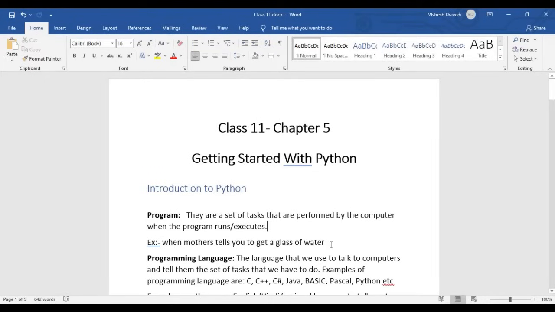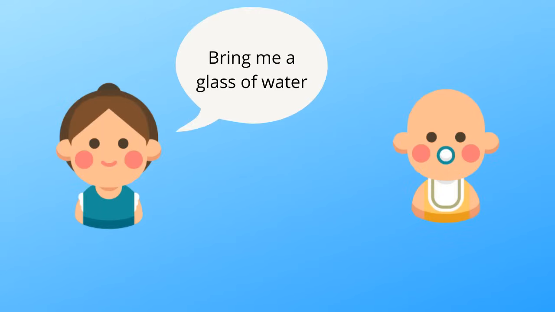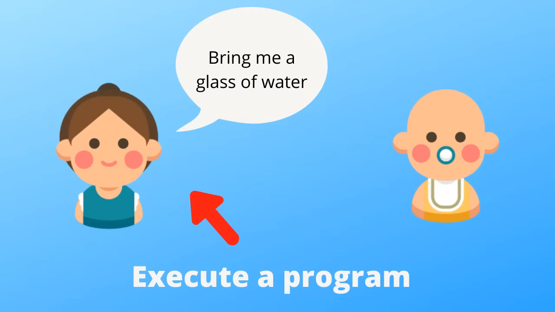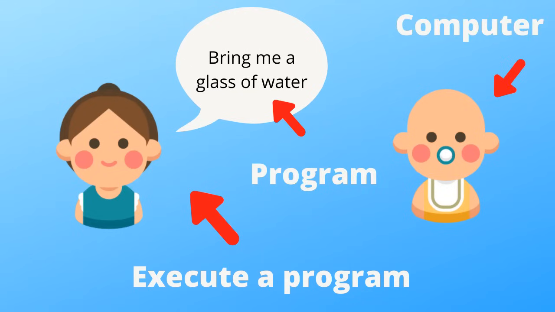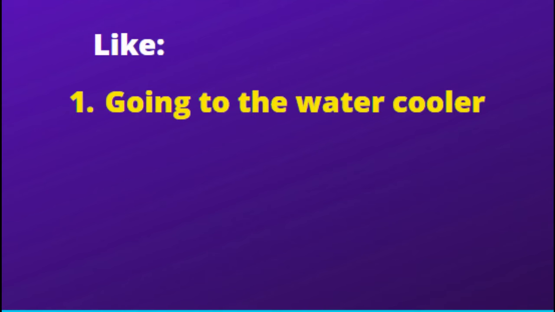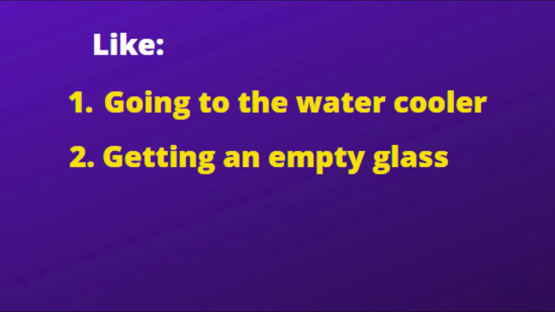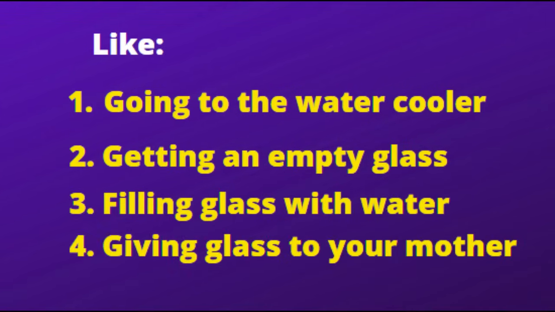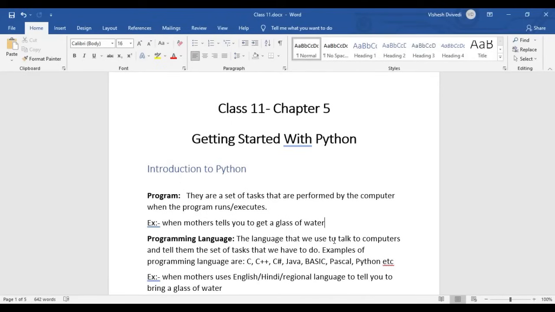Let me give you a quick real-life example for that. Let's say your mother wants you to bring a glass of water for her. When she tells you to do so, she is, in a way, executing a program where you are the computer and bringing a glass of water is a program. Now you will perform a set of tasks to complete this action, like going to the water cooler, getting an empty glass, filling the glass with water, and bringing the glass to your mother. Just like this example, a program also performs a set of tasks to complete an action.